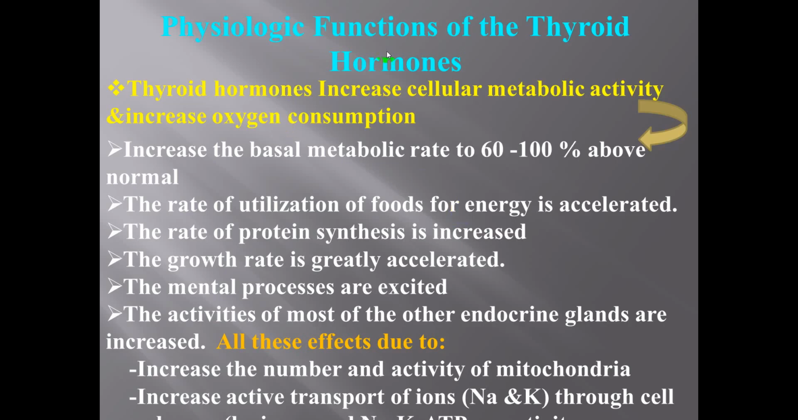Details of this physiological function of thyroid hormones راح ناخذه هنا. Thyroid hormones increase cellular metabolic activity and increase oxygen consumption مثل ما لاحظنا بالفيجر. So that leads to increased basal metabolic rate about or reaching 60 to 100% above normal. The rate of utilization of food for energy is accelerated. Rate of protein synthesis increase. Growth rate is greatly increased. أكيد راح يزيد growth. Mental process excited.